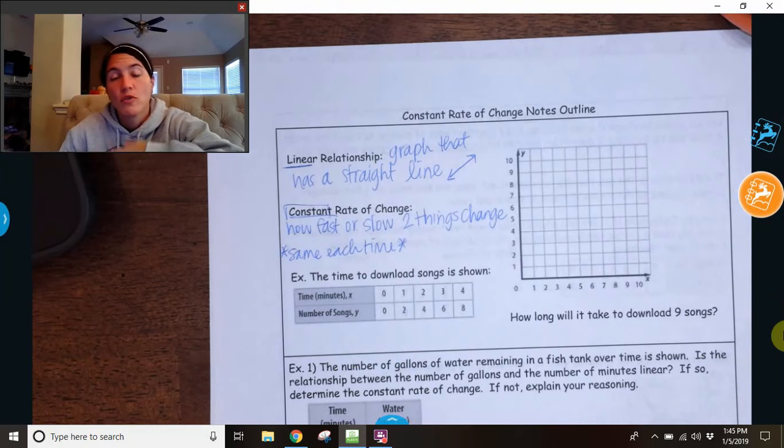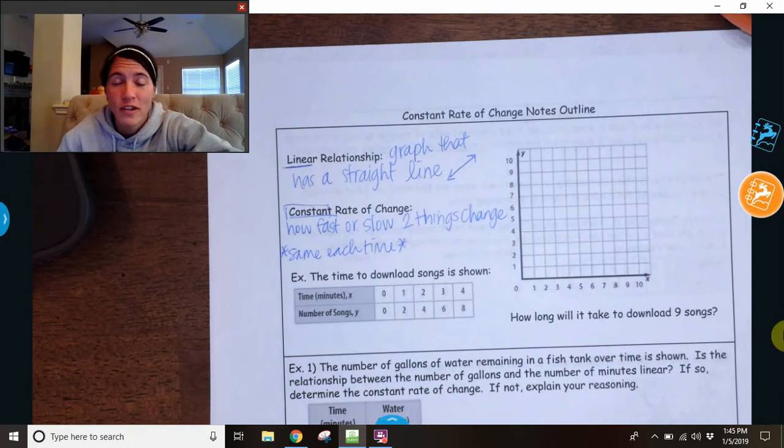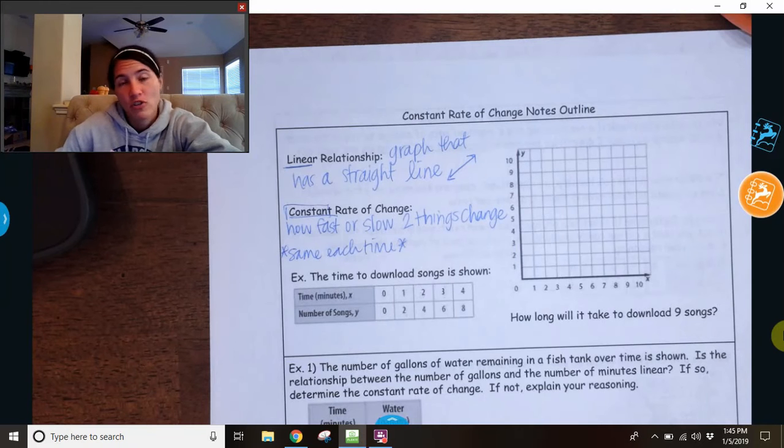So, for example, if you were driving in a car on the highway and your mom or dad or whoever's driving puts on their cruise control and they set it to 65, that means they were having a constant rate of change. They're constantly going 65 miles per hour. 65, 65, 65.